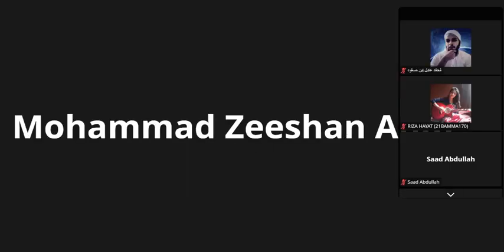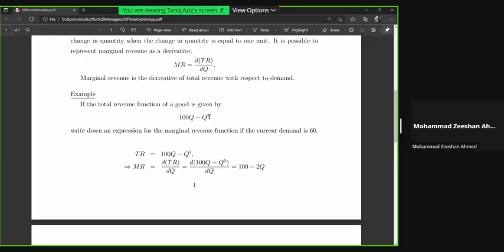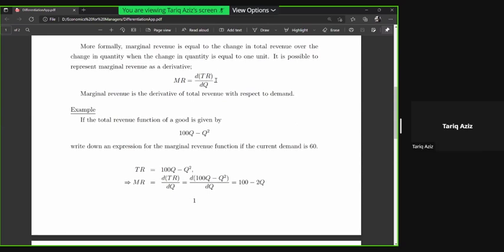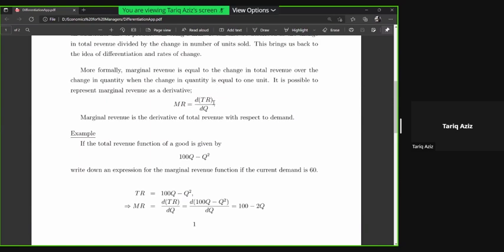Sir, how will we derive this formula? Which formula? This one, sir, total revenue, marginal revenue. MR is equal to derivative of total revenue upon derivative of quantity. This formula is very simple. Marginal revenue is nothing but change in total revenue divided by change in quantity. So that is what derivative means. If we differentiate total revenue, it will automatically turn into marginal revenue.